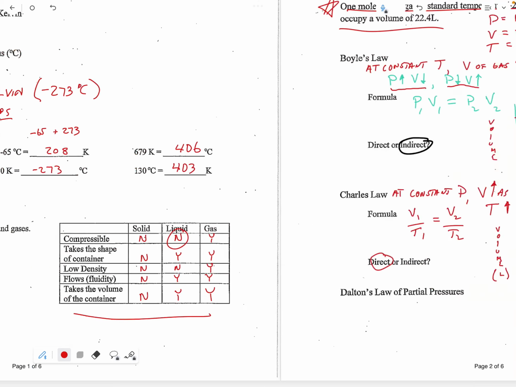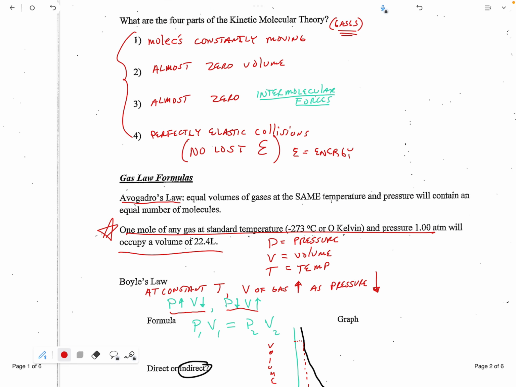Okay, getting down to the 4 parts of kinetic molecular theory. The first part, our molecules are constantly moving, with almost zero volume. They're very, very small. Almost zero what's called intermolecular forces. If you haven't understood what those are, we can go back and look at those. Perfectly elastic collisions. That means there's no lost energy at all. The E stands for energy. I'm doing a lot more abbreviating for all of you. In case you can hear my dog barking in the background.